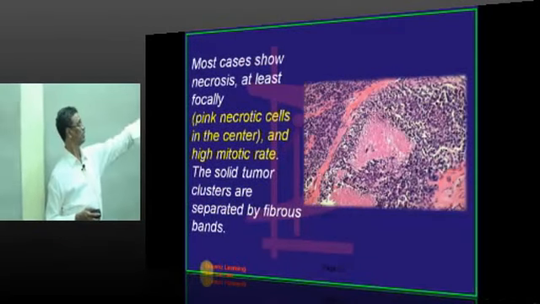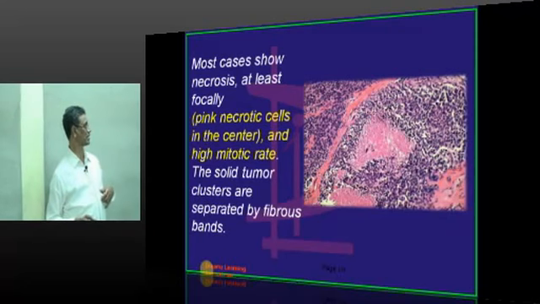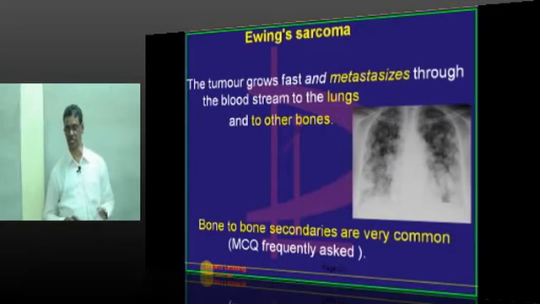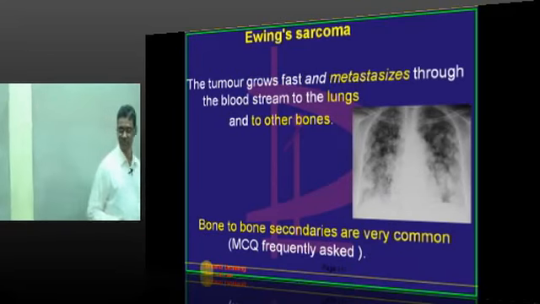See this one? Most cases show necrosis at least focally, pink necrotic cells in the center and a high mitotic rate surrounding it. These solid tumor clusters are separated by fibrous bands. The tumor grows fast and metastasizes to the lung, like osteosarcoma. However, it also produces bone-to-bone secondaries.